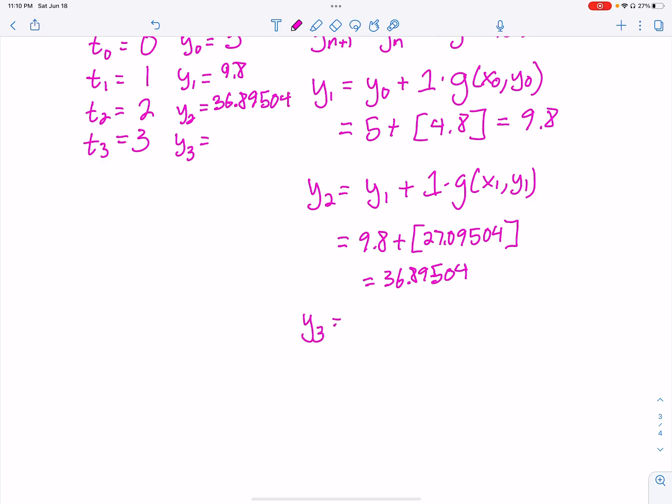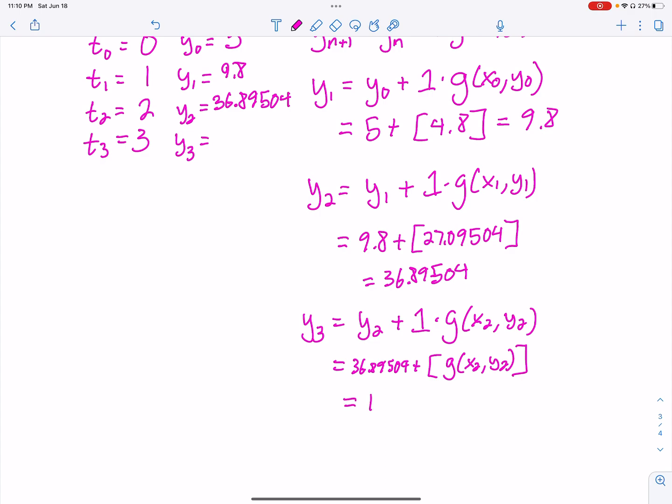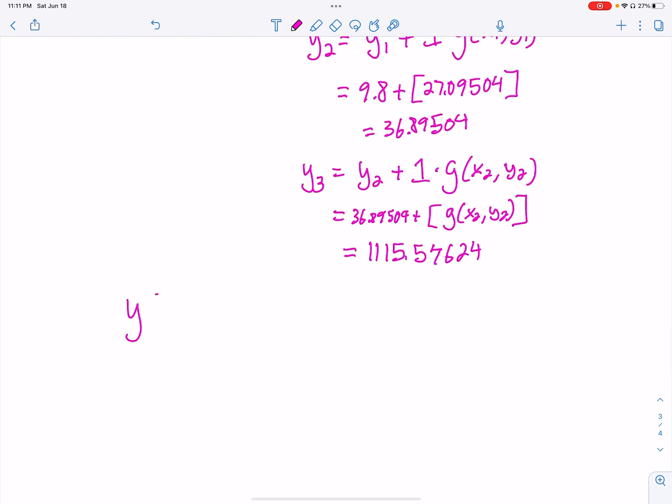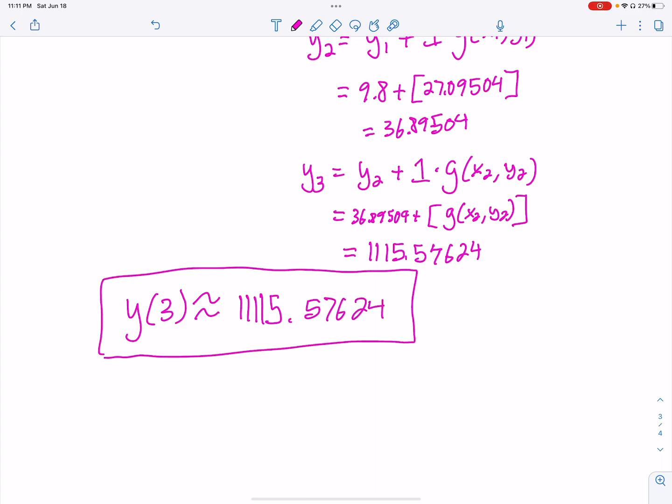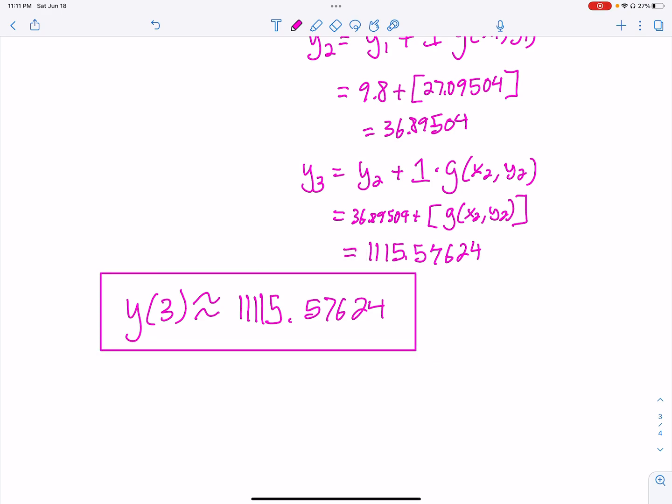Okay, so y sub 3 is going to be y sub 2 plus 1 times g of x sub 2, y sub 2. So we get 36.89504 plus, okay, and then we plug in that derivative into g. I did this on my calculator, so I'm going to leave this x2, y2. We just plug it into that big expression up there, and we get 1115.57624. So y of 3 is approximately 1,115.57624. I don't want to put bears. I don't know what they're talking about. It could be talking about family units of bears. I don't know. So I leave it at that.